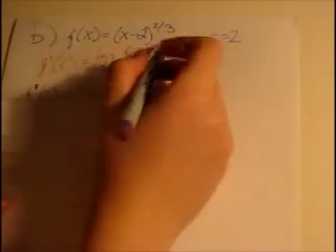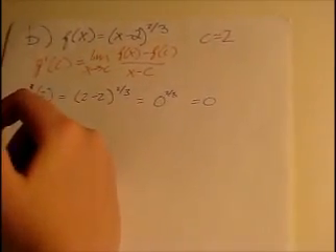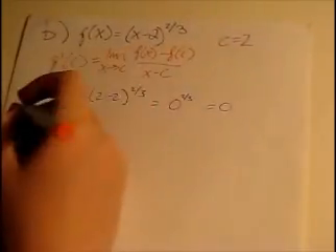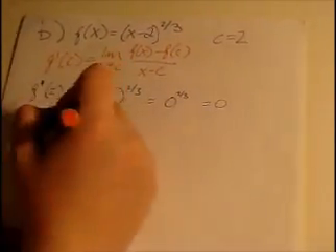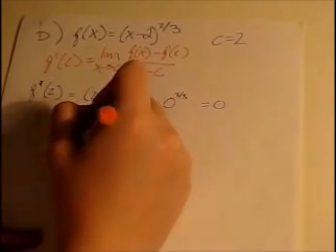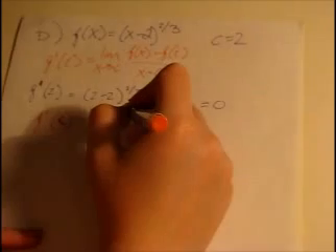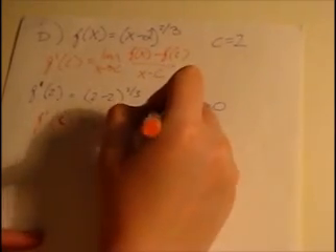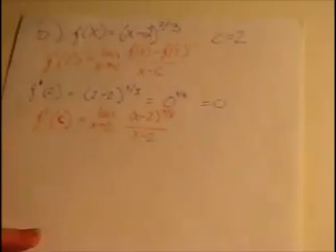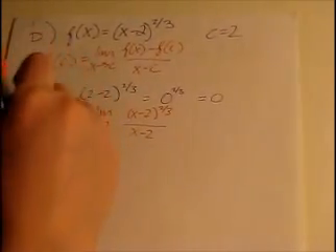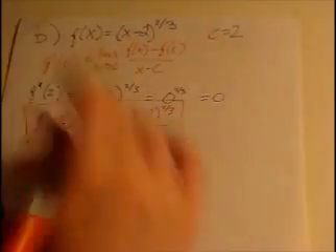So once again, we don't have anything to plug in for this, so we're just going to write this all nice and pretty as f prime of c equals the limit as x approaches 2 of x minus 2 to the 2/3 over x minus 2. Right? That's that.